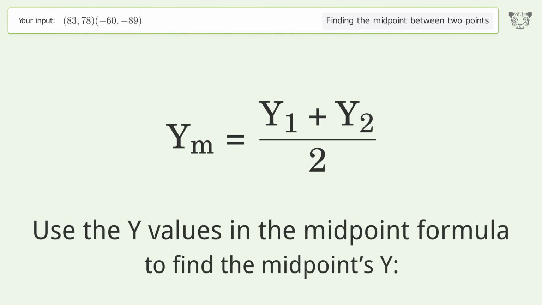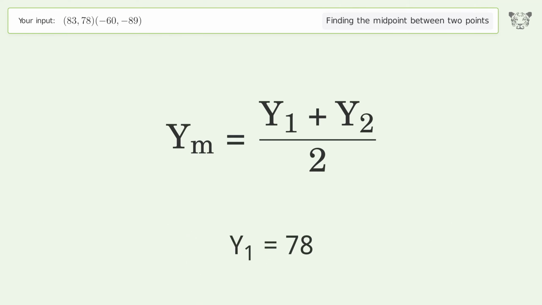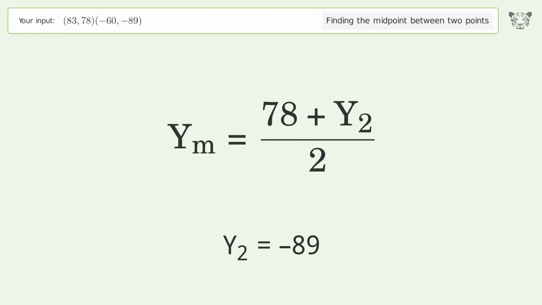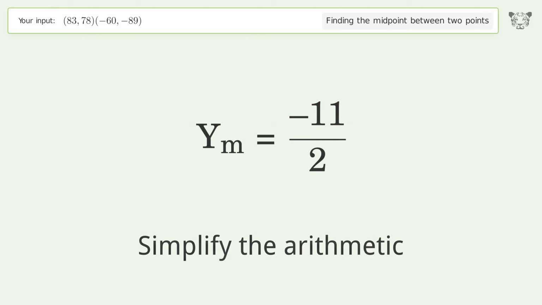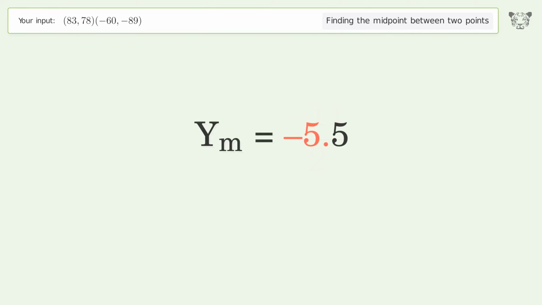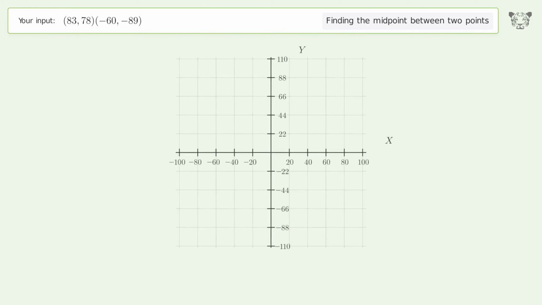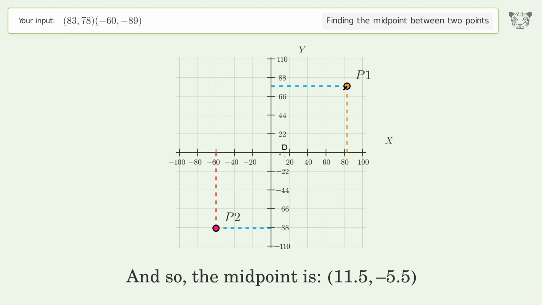Use the y values in the midpoint formula to find the midpoint's y. y1 equals 78. y2 equals negative 89. Simplify the arithmetic. And so, the midpoint is 11.5, negative 5.5.